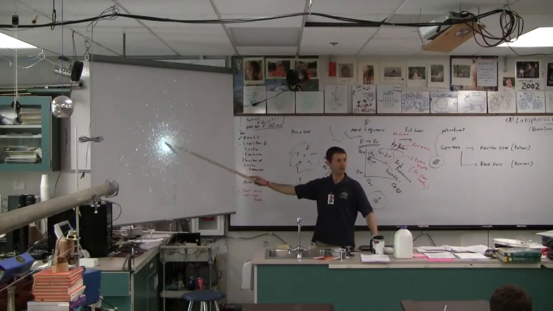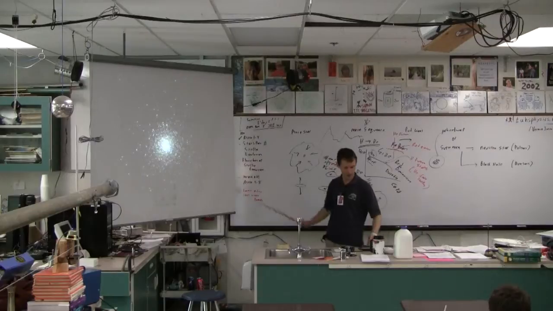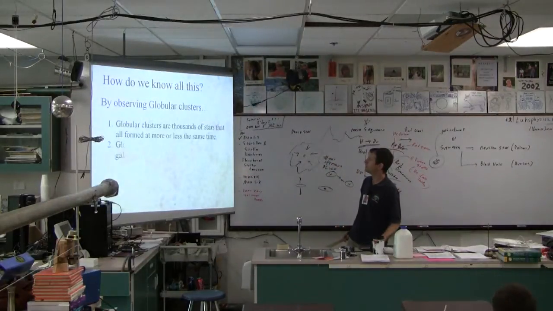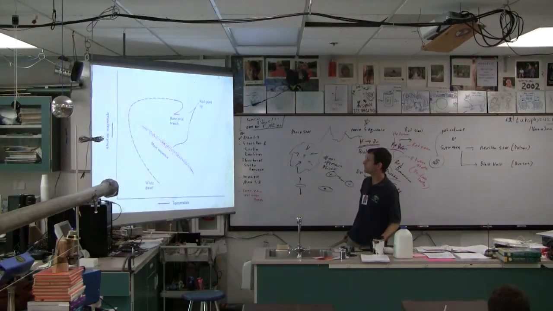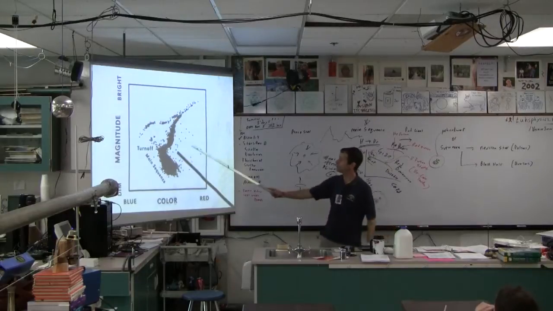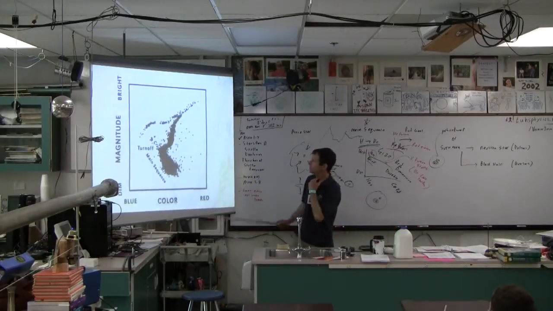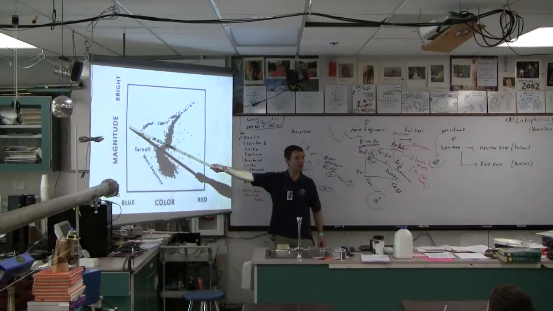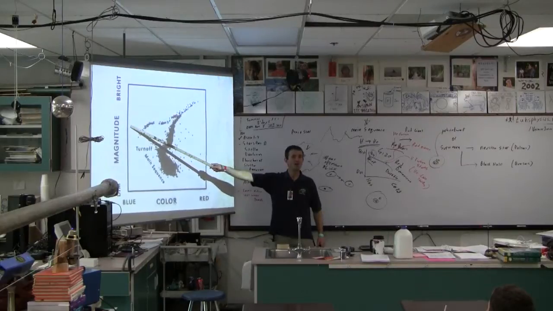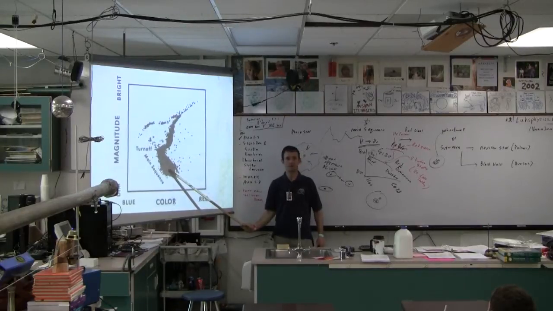Now, here's how we know this. Globular clusters are groups of stars that were born all at once, right? And if you make an HR diagram of these things, this is an HR diagram of a globular cluster. Now, what happened to all these stars out here? Where'd they go? Why aren't they there? Why are these stars gone and these guys aren't gone?